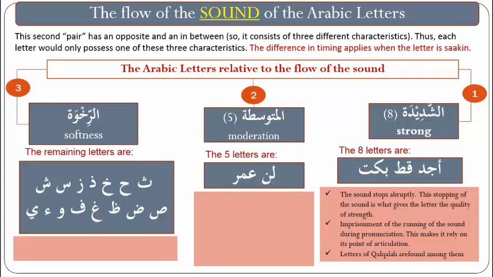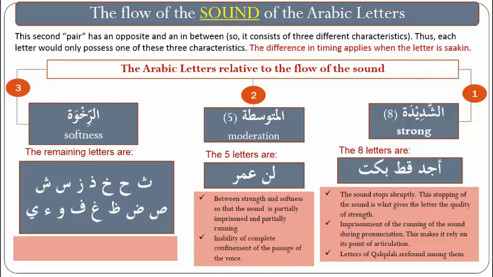In order to produce the qalqala sound, the re-echo, they have to have this attribute of stopping abruptly and strongly on the letter. For the Lin Umar, the letters between strength and softness, the sound is partially imprisoned and partially running. Al. It is not like ak, it is al. You hear it an, a, aw. You hear a little running. So it's partially imprisoned and partially running.